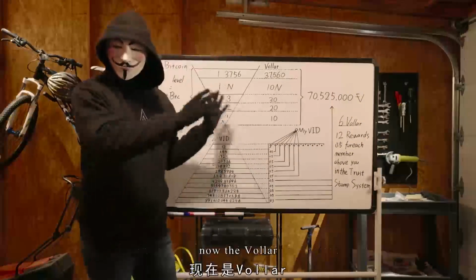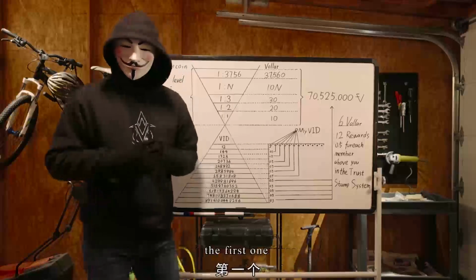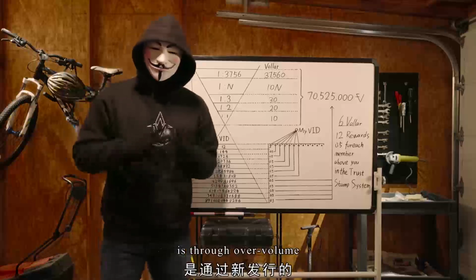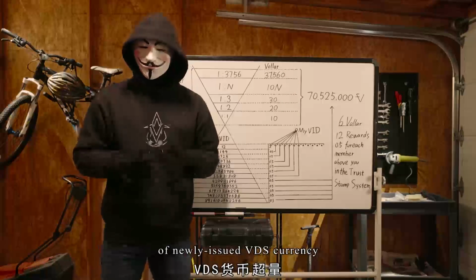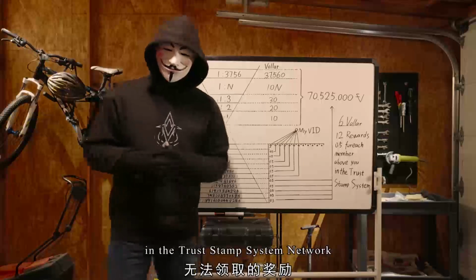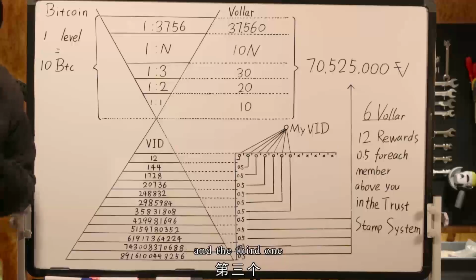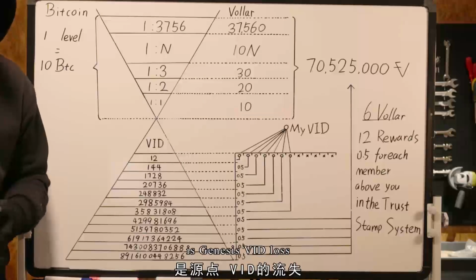Okay, now the Volar in the resonance V pool originates from 3 main sources. The first one is through overvolume of newly issued VDS currency. The second kind is the unclaimable rewards in the trust stamp system network. And the third is Genesis VID loss.